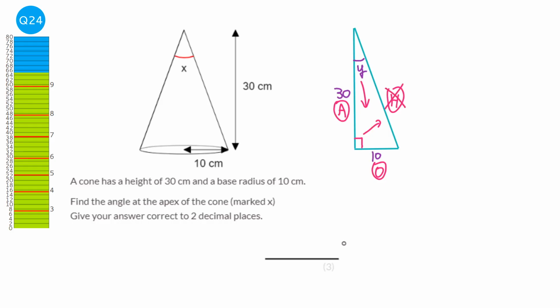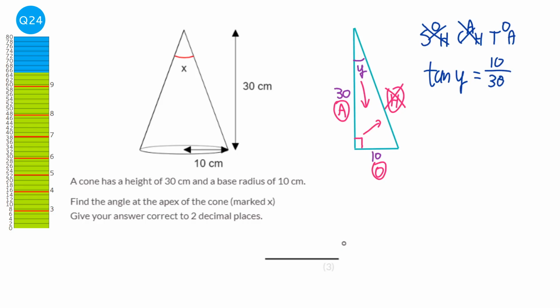And so I'm going to do my SOHCAHTOA, SOHCAHTOA. And we're not using the H, so we'll cross out these two. We're using the TOA, and that stands for tan the angle, which in this case is Y, equals the opposite, which is 10, over the adjacent, which is 30.